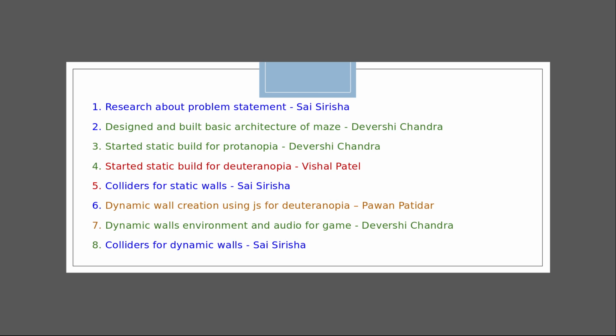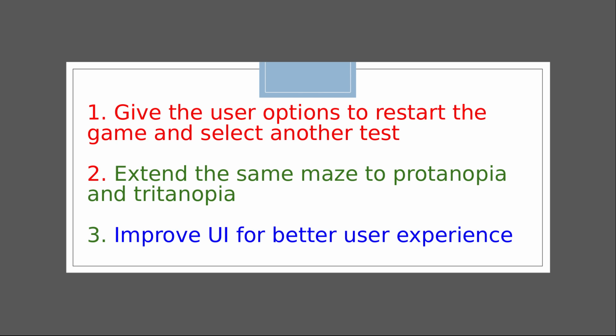So this is what we did till now in the project. Now I want to talk about what else we are going to do in the rest of the time. First of all, right now there's only one test that we did, that's deuteranopia. We need to extend the same test for protanopia and tritanopia as well. The idea is that after one test is done, the user will get the option of either restarting the same test or trying the other two tests, by clicking a button.